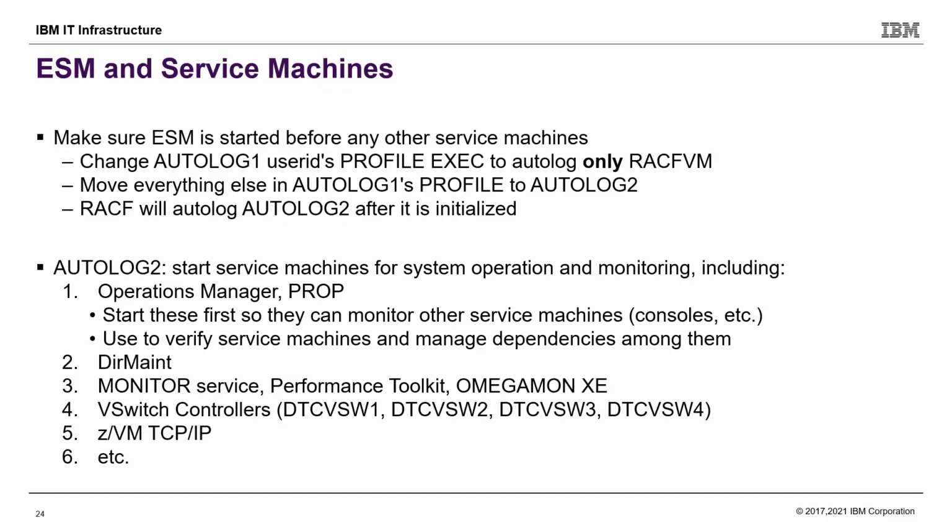If you're doing any monitoring, you want to start your monitor. So you start collecting data for performance. And that data also has information about system resources. So if something's missing or something like that, it can help you with that too. So monitor service, if you're running Performance Toolkit or OmegaMon, start monitoring the performance of your system as you're bringing your workload up. Your vSwitch controllers, and then your networking. You want to start TCP/IP, any other networking servers or applications that you're running. You want to have that all set up and established before you start your general workload.